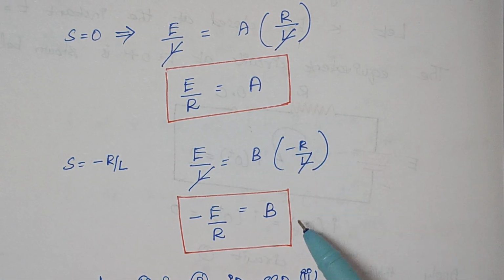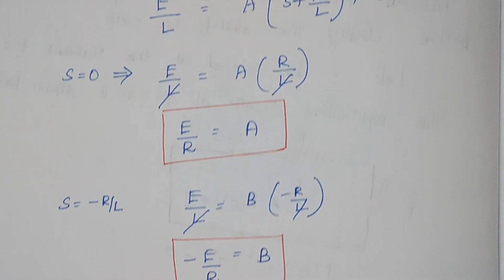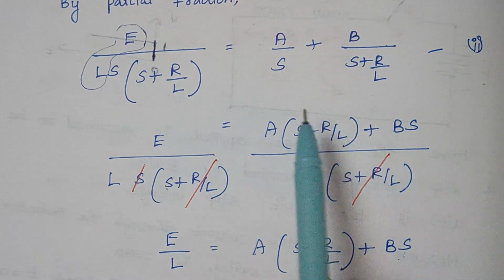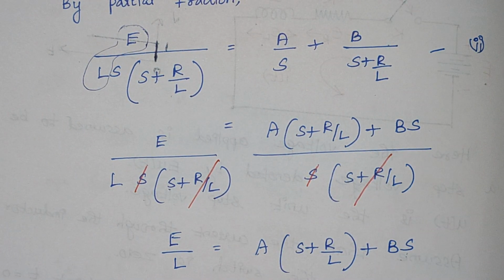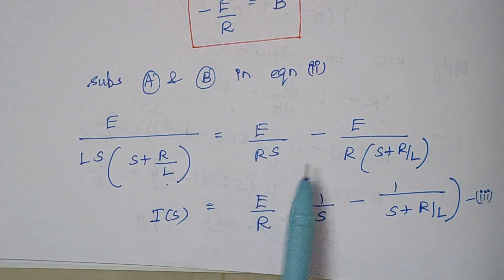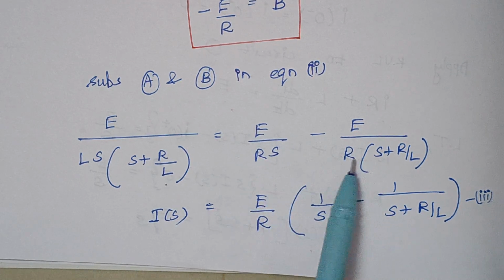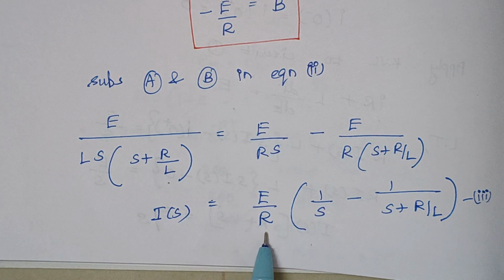Now just substitute these values in our equation number 2. Right. This is our equation number 2. So just substitute the values over here. So when you substitute the values, you see here E by R is common in both these terms. So I am taking E by R outside.